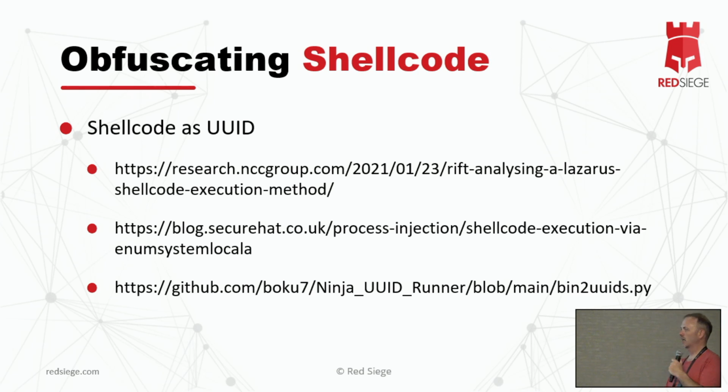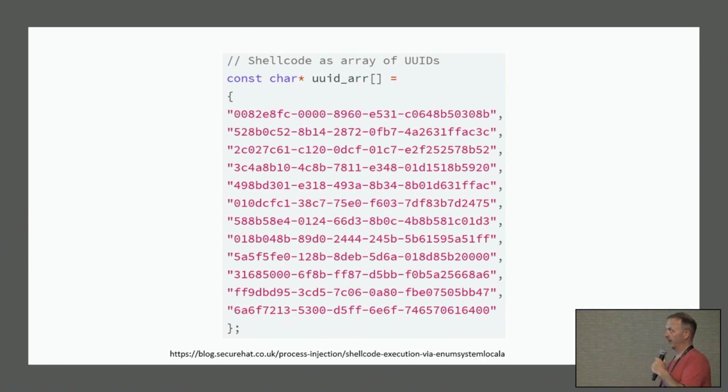So Bobby Cook came up with this Ninja UUID runner. It's a shellcode loader that uses EnumSystemLocalesA and has a Python utility, bin to uuids.py, that will parse your shellcode into UUID format. So it ends up looking like this. These are all your shellcode bytes. Probably pop calc for this, but it's just structured as a UUID. A certain number of bytes, dash, bytes, dash, bytes, dash, bytes.